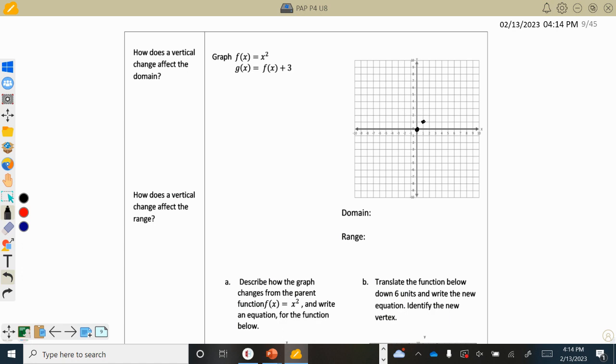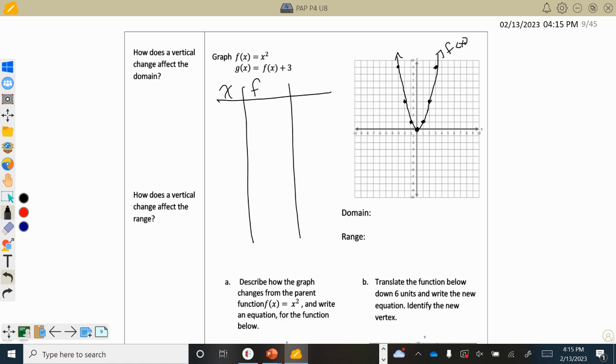So 2, 4, and 3, 9. These are the same points that we've been using for all of our parent functions because it's still the parent function. And I'm going to go ahead and do my table again. It just helps to make it a little bit easier to see what's happening. So our parent function: -2, 4; -1, 1; 0, 0; 1, 1; 2, 4; and 3, 9.